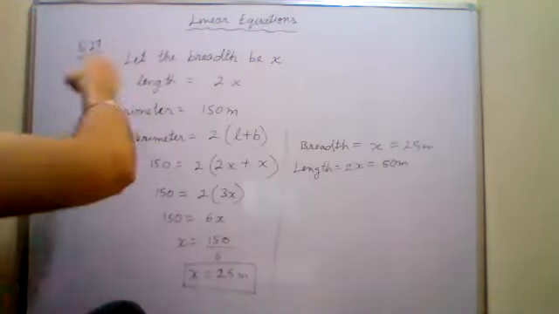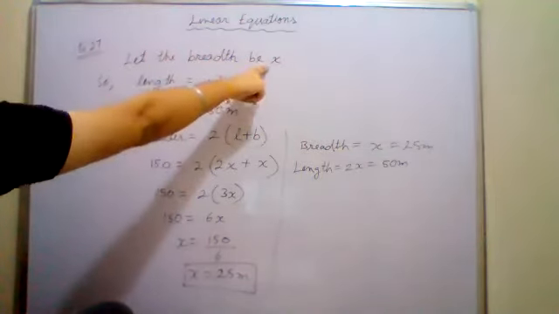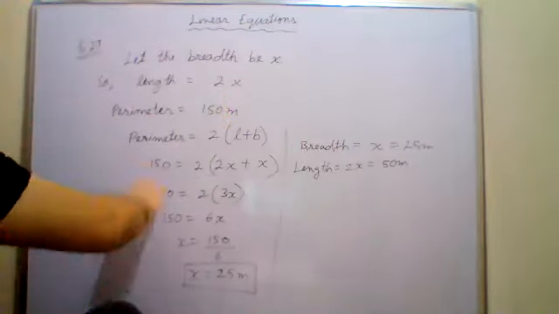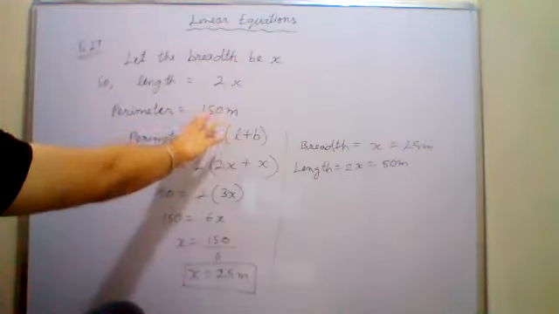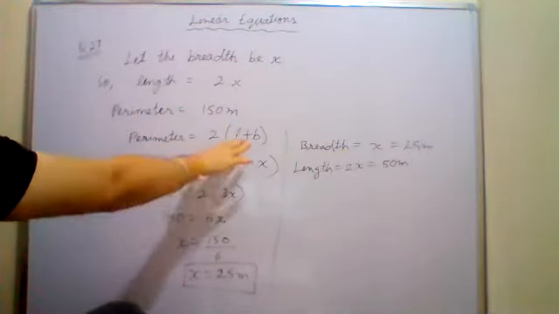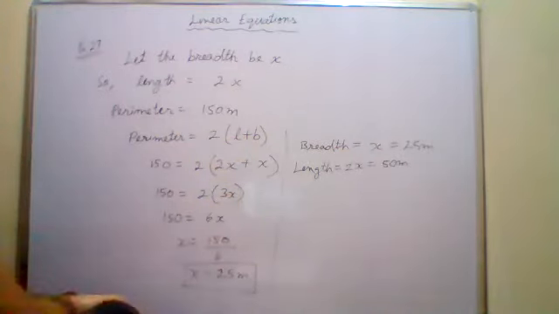It was given in the question that the length is twice of the breadth. So if we assume that the breadth is x, we will have to say that the length is 2x. Now the perimeter is given, 150 meters. We know that the perimeter is equal to 2 into (L plus B). Just put all the values and solve the equation. That's it.